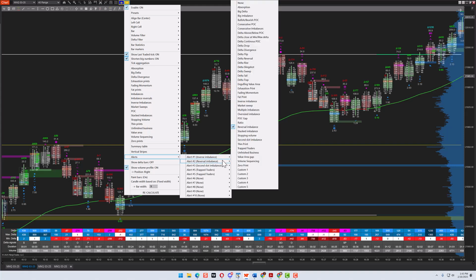But I have, just as a potential solution for someone who doesn't have the auto trader, an alert when there's an inverse imbalance, when there's a reverse imbalance, when there's a second slot imbalance, when there are trapped traders. Oh, I got one too many here. When there are trapped traders. Alert me, please.